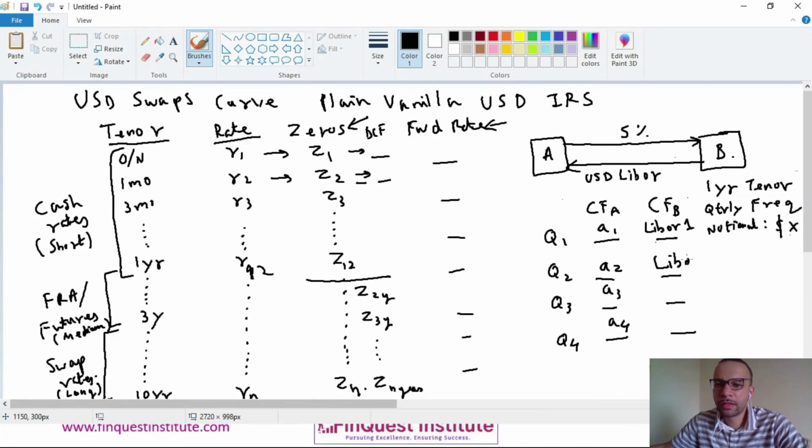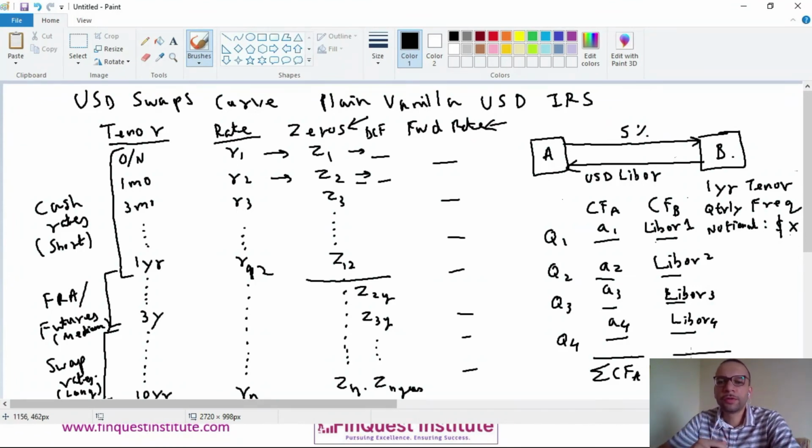So using this we'll get LIBOR 2, LIBOR 3 and LIBOR 4. Once you have these floating rates, you can use them as a coupon to calculate your cash flow on party B. So CFB can be calculated. Once you have these cash flows ready, and when I say cash flows, I mean the PV of the cash flows, the present value, you will just sum them up together. You will have a CF of A and a CF of B. This will give the MTMs of the respective legs of the swap.